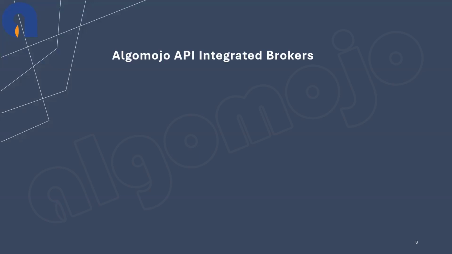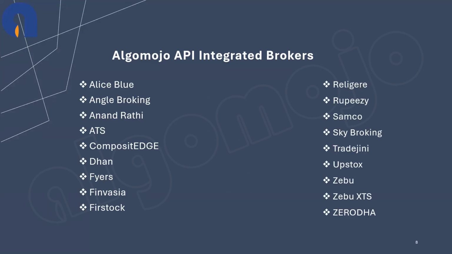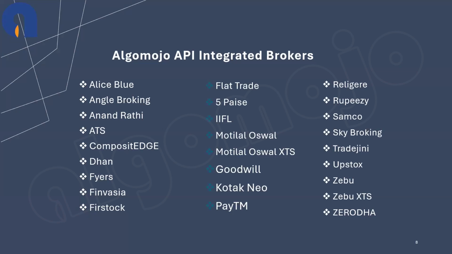Now, coming to the brokers with whom we have done the API integration, we have close to about 27, 28 brokers with whom we have done the API integration. So if you already have an account with any of these brokers, you can automate your signals from the various charting tools that we had looked at. It could be TradingView, it could be AmiBroker, it could be charting, various things.